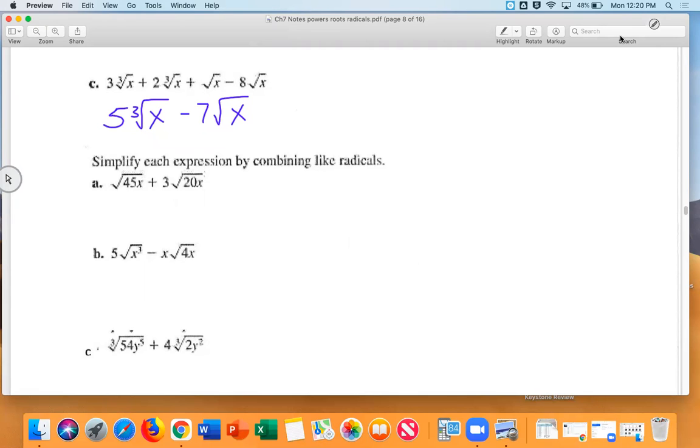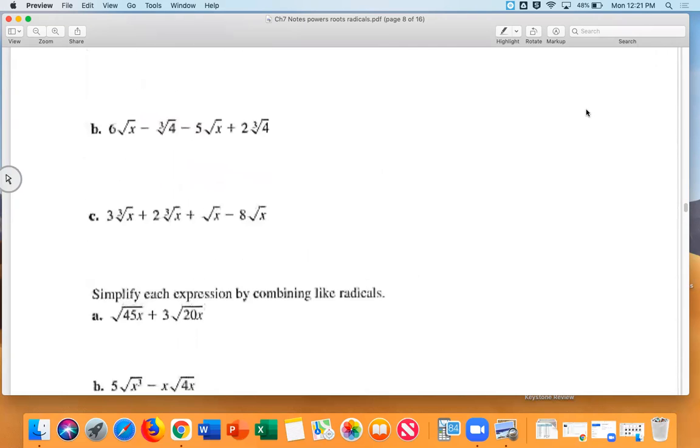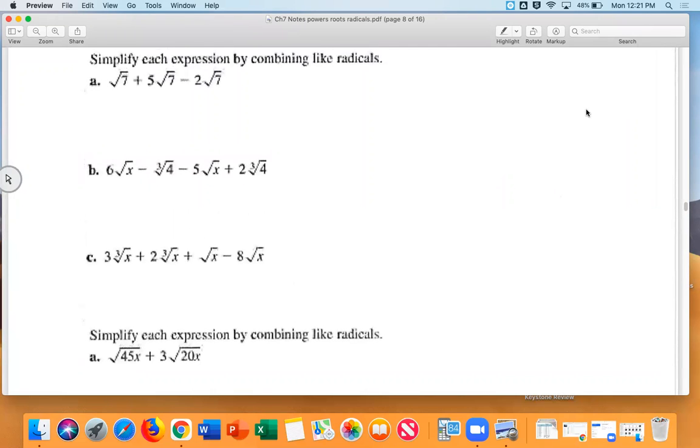Okay, so Jake, just to recap you on this, okay? We're going to view these roots kind of as variables, okay? So don't freak out on this, Jake. So in A, we have root 7 plus 5 root 7 minus 2 root 7. I was saying to Chris, view it as like x. X plus 5x is 6x minus 2x would be 4x. So here, root 7 plus 5 root 7 is 6 root 7 minus 2 root 7 is 4 root 7.